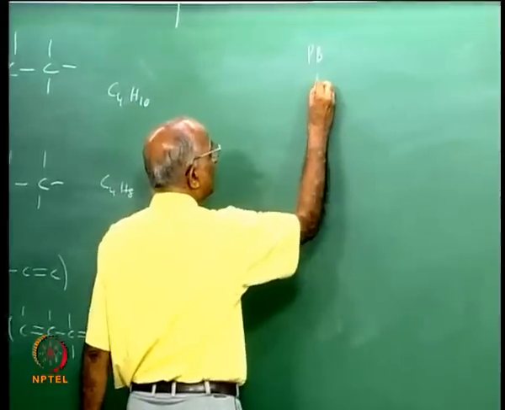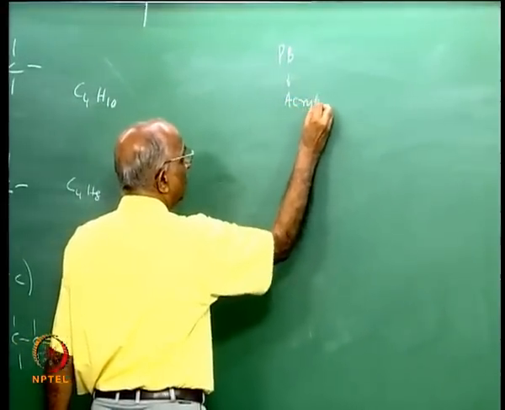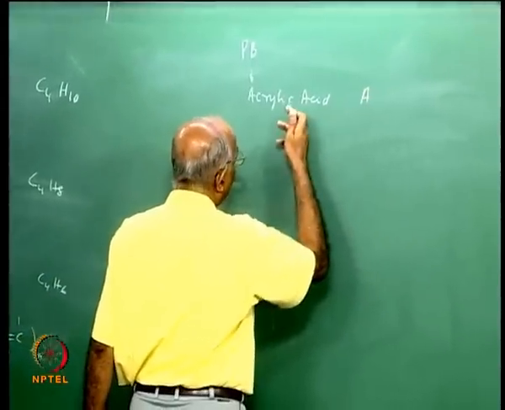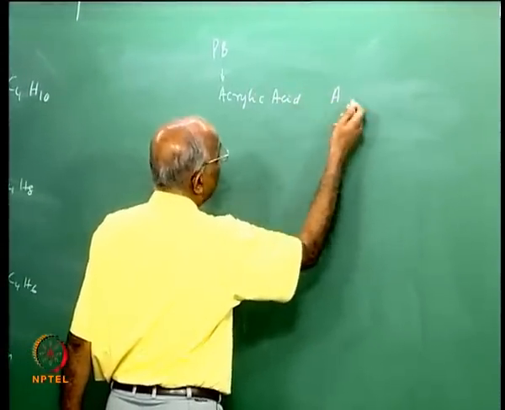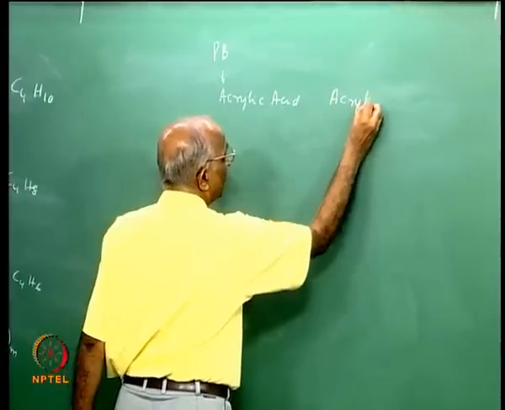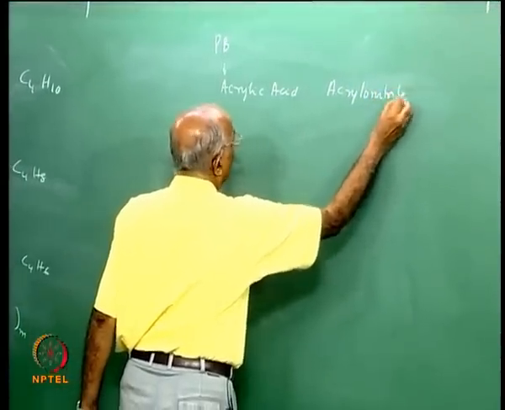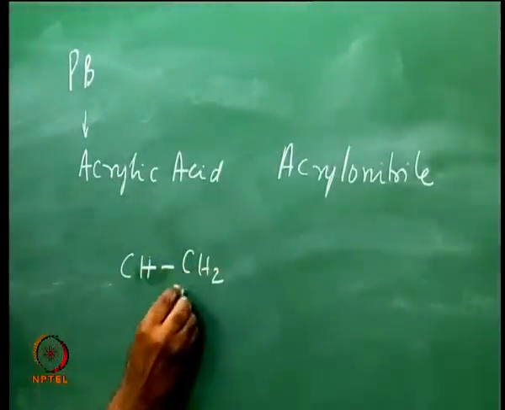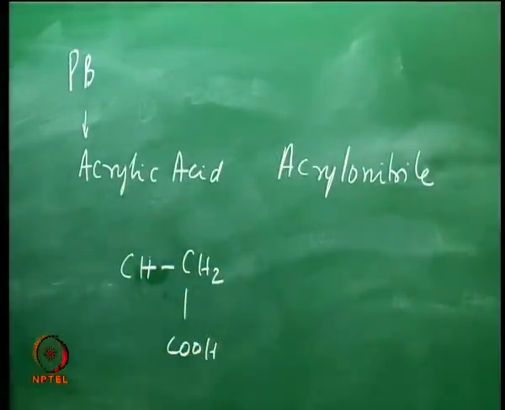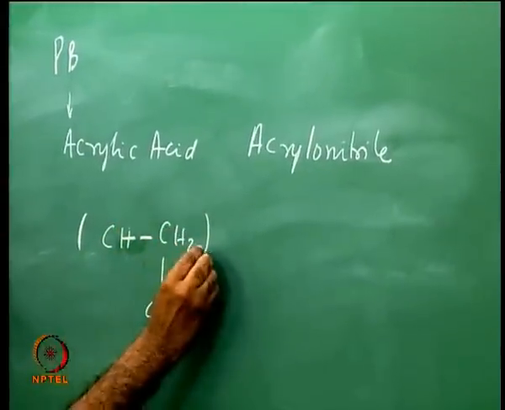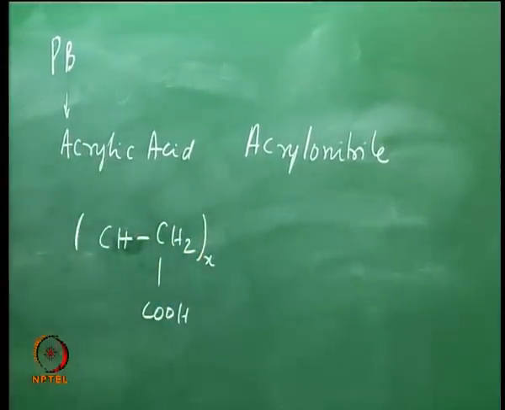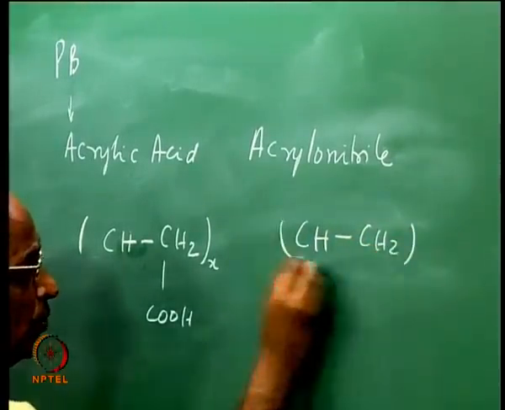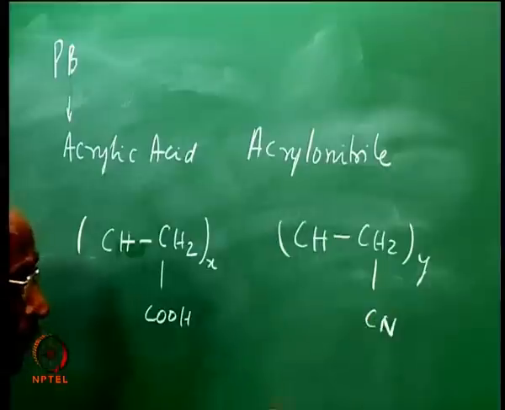Therefore, I add something like acrylic acid and or else acrylic acid and maybe acrylonitrile. What is acrylic acid? I have CH, CH2, giving carboxyl acid COOH, maybe X times this is what is acrylic acid. Similarly, acrylonitrile is CH2, maybe Y of CN, acrylonitrile.